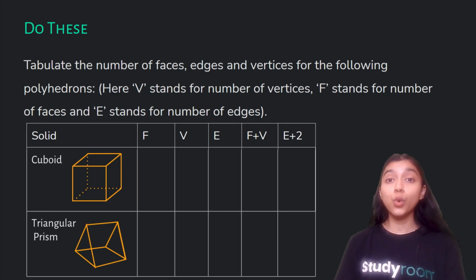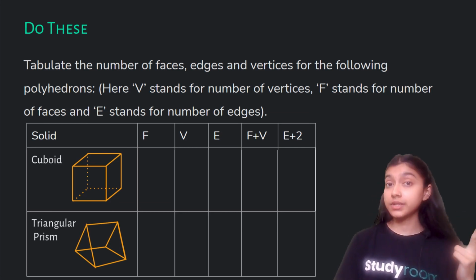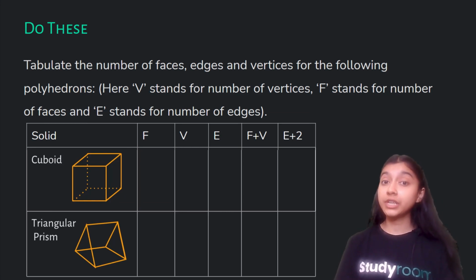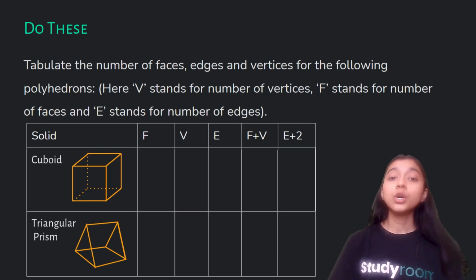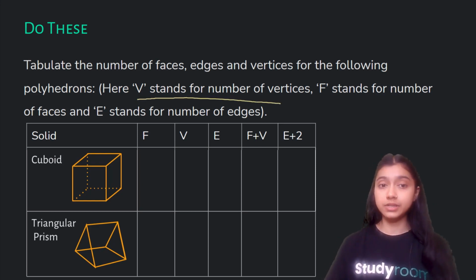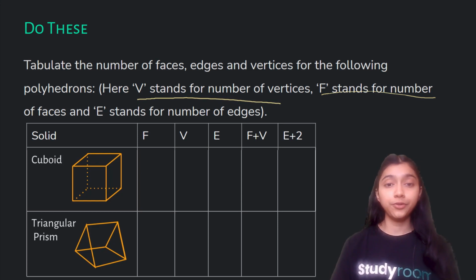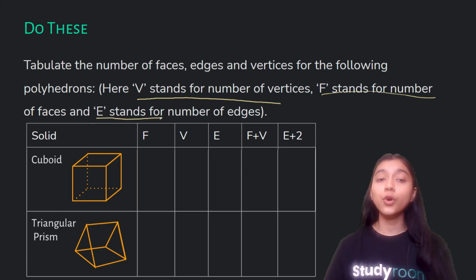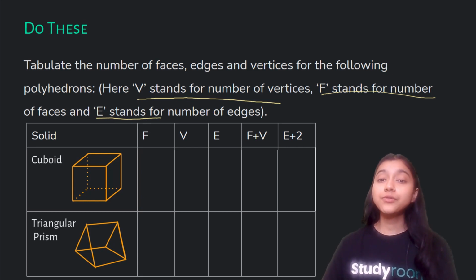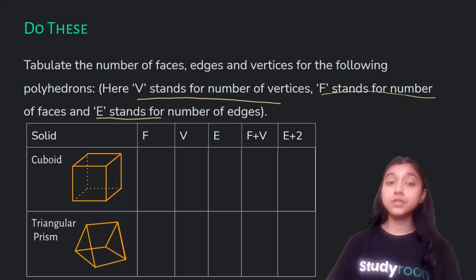Now that I have taught you what are faces, edges and vertices, let us fill the boxes given below on the basis of the information that has been provided. Over here, it is written that V stands for the number of vertices, F stands for the number of faces, and E stands for the number of edges. So, based on this information, we have to write the number of faces, vertices and edges of the figures that are given below. The very first figure that has been given to us is a cuboid.